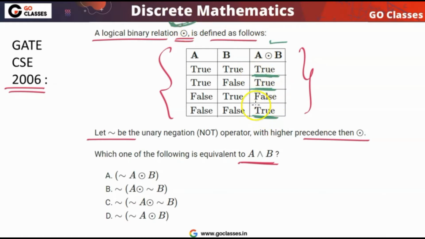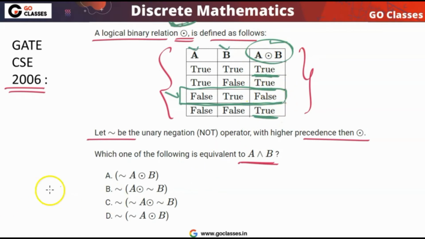You can notice only in this case it is false. This is the only situation in which this operation is false. And what is this situation? This situation is when B is true and A is false. So only when B is true and A is false is this new operation false. In all other cases, this new operation is true.